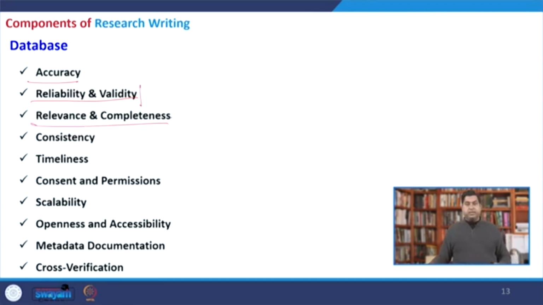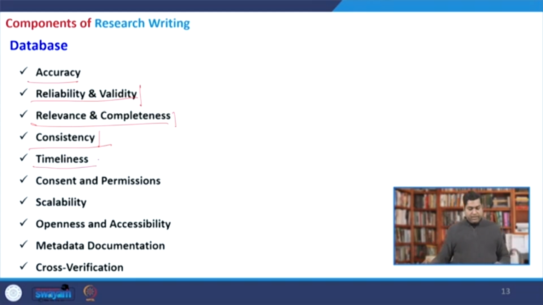Relevance and completeness: if there is some kind of missing data, or the data is not relevant. For example, I want to do something on the child population and your data is for the adult population. So even if the population data is there with you, it cannot be applied. That is something you need to check. Consistency in the data: if you check other sources, there should be some consistency, and it should not vary across different sources.